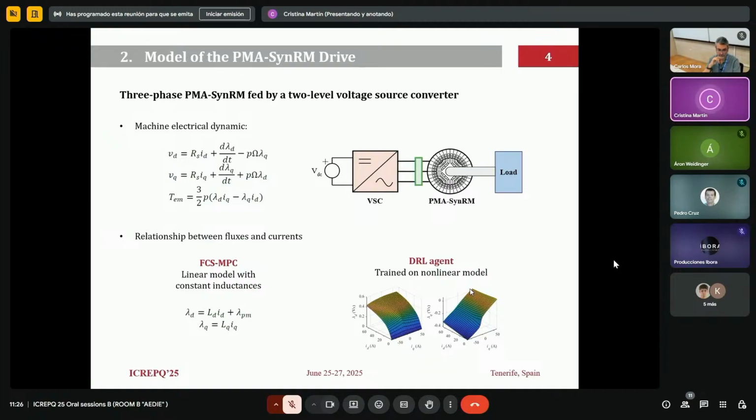The challenge is to model the nonlinear relationship between fluxes and currents, as commented before. For the predictive controller, we use a linearized model of the system with constant inductances. But for the DRL agent, we train it with a nonlinear model of the machine. Basically, we use the flux maps obtained by finite element analysis.